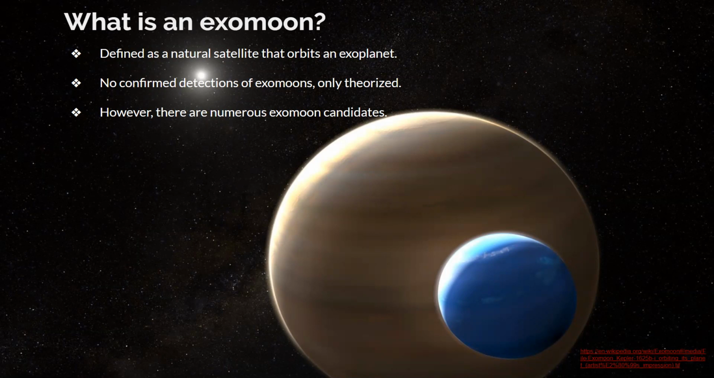However, we've detected numerous exomoon candidates with a variety of interesting methods, including direct photometric observations of exomoon transits, scatter analysis of average light curves, gravitational microlensing, pulsar timing observations, and many more.